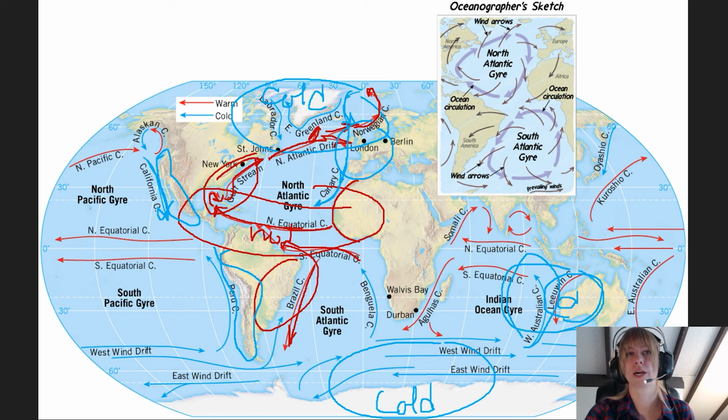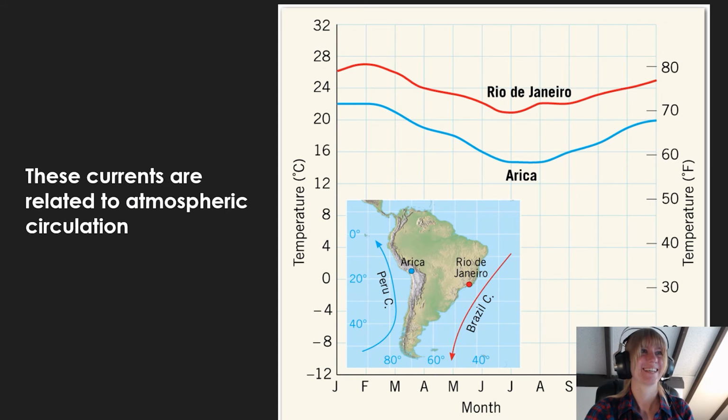These two do counteract with each other. You are going to see a lot of desert in Australia, but this side of Australia is pretty warm, which is cool. And that is because of the EAC, which we all know about, right? Yeah. So these currents are related to atmospheric circulation, and that is just because of how the water itself will affect the weather that is around it.